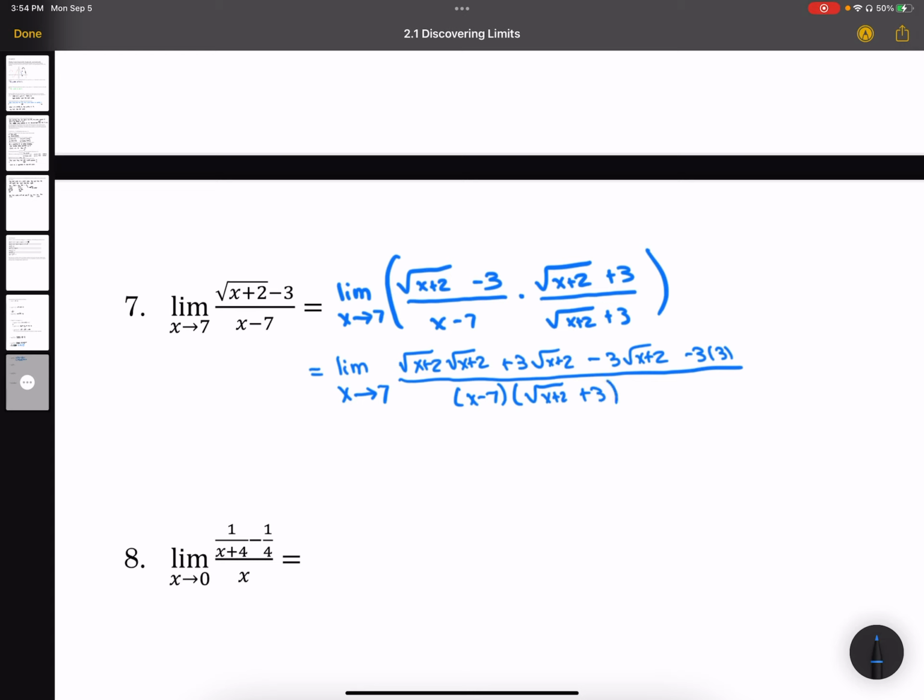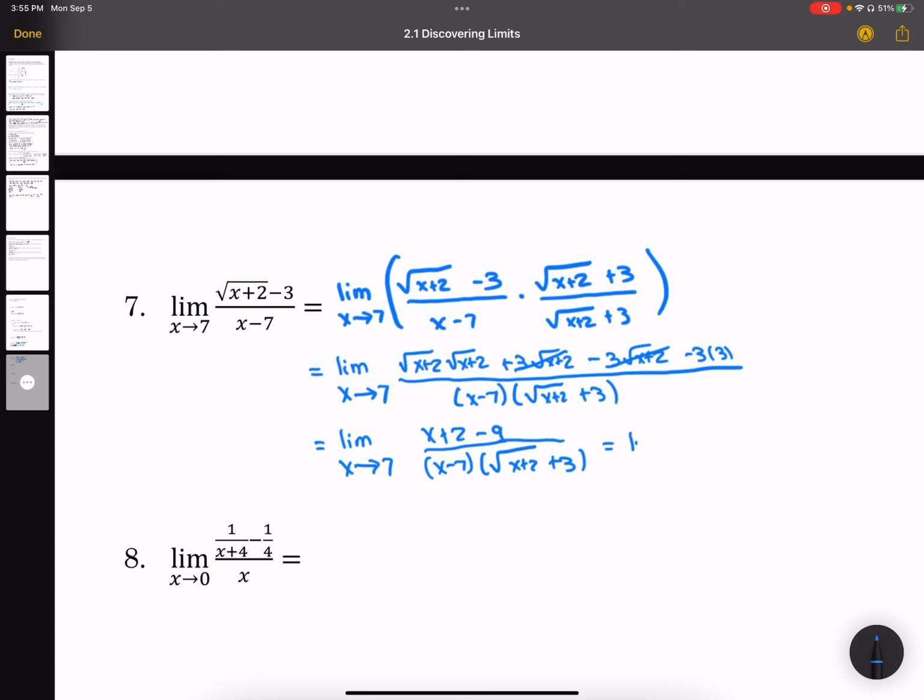Now we know when we multiply by the conjugate, we really get the first term in the numerator squared minus the second term in the numerator squared. So the square root of x plus 2 times the square root of x plus 2 is, of course, just x plus 2. The 3 square root x plus 2 and the negative 3 square root x plus 2 cancel, or they add to be 0. And so then we have x plus 2 minus 9 divided by x minus 7 times the square root of x plus 2 plus 3.